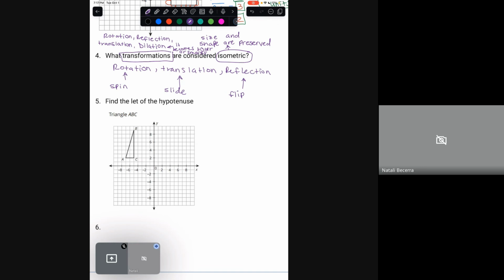So dilation is not isometric because if it's becoming bigger, that is changing the size. So it's not isometric.